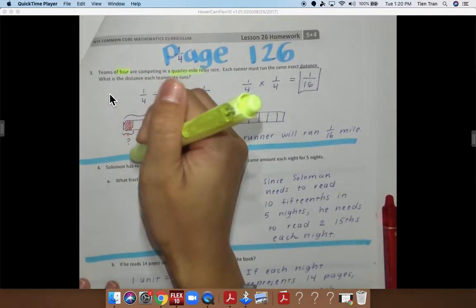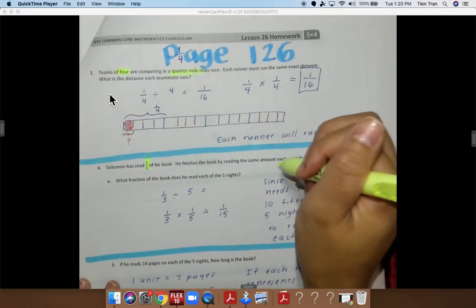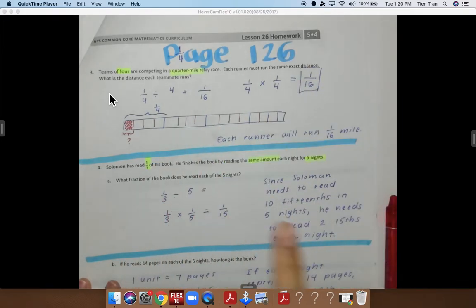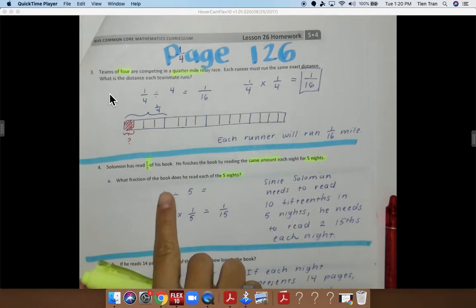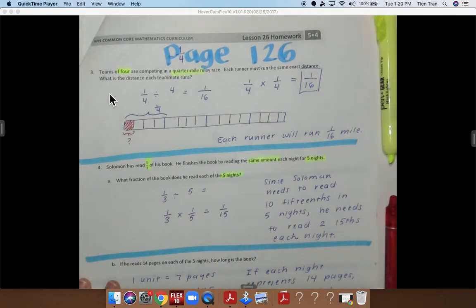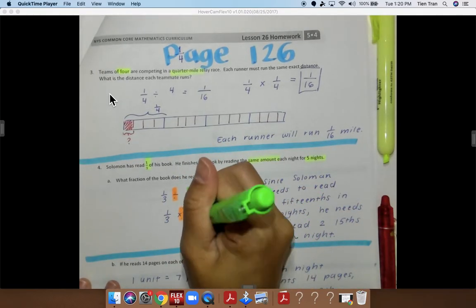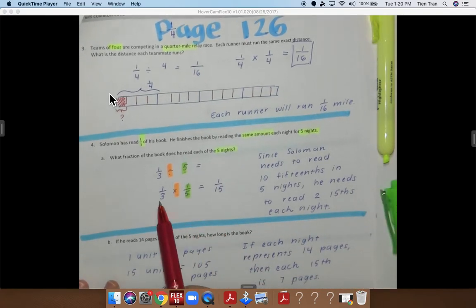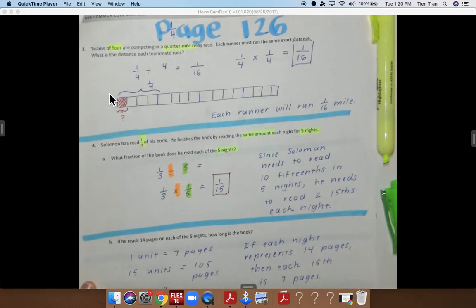The next question, number 4, says Solomon has read 1/3 of his book. He finishes the book by reading the same amount each night for 5 nights. What fraction of the book does he read each night? To figure that out, I'm just dividing 1/3 divided by 5. I'm changing my division sign into a multiplication sign, and I'm changing 5 into 1/5. I know that 1 times 1 is equal to 1, and 3 times 5 is equal to 15. So this is my final answer, 1/15.